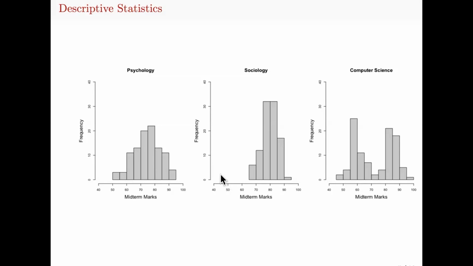For example, in the sociology class, most student scores are clustered around 80%. In contrast, the psychology course shows a wider spread of scores. The computer science course displays two different clusters, one clustered around 85%, the other clustered around 60%. Describing and summarizing these patterns in the graphs are all aspects of descriptive statistics.